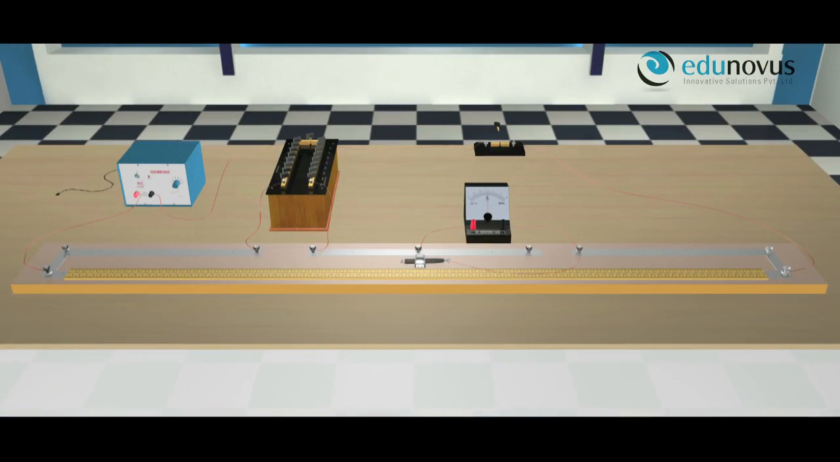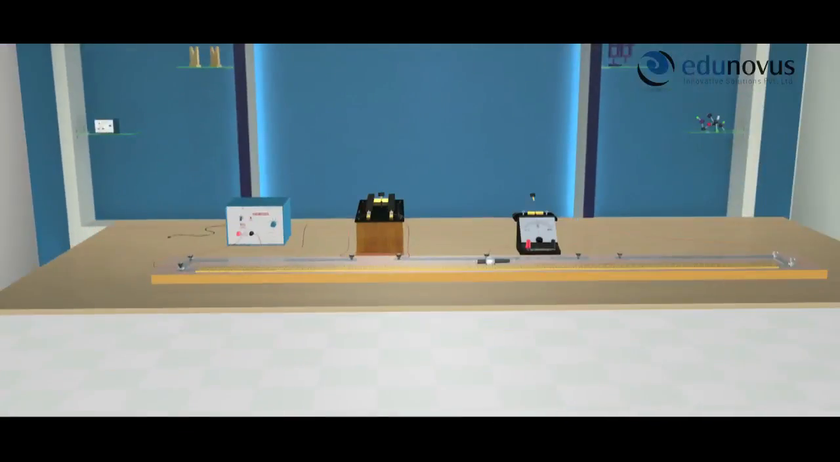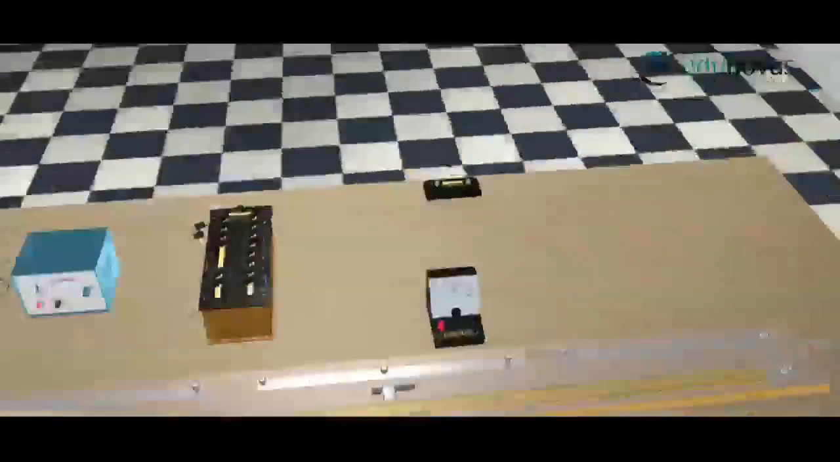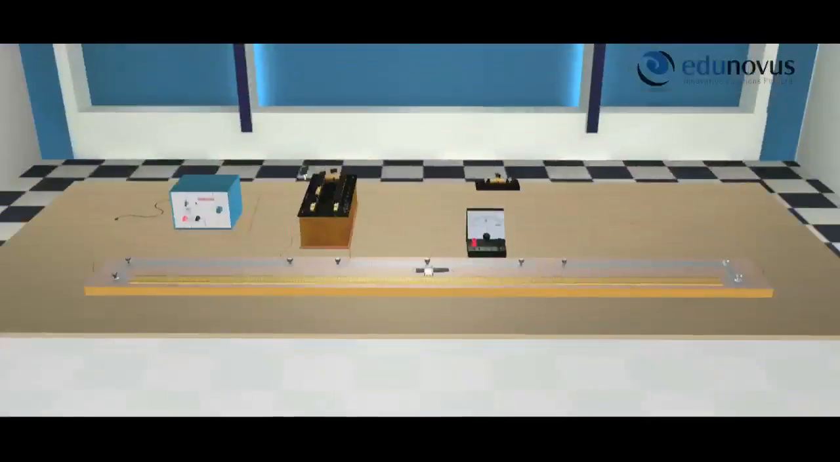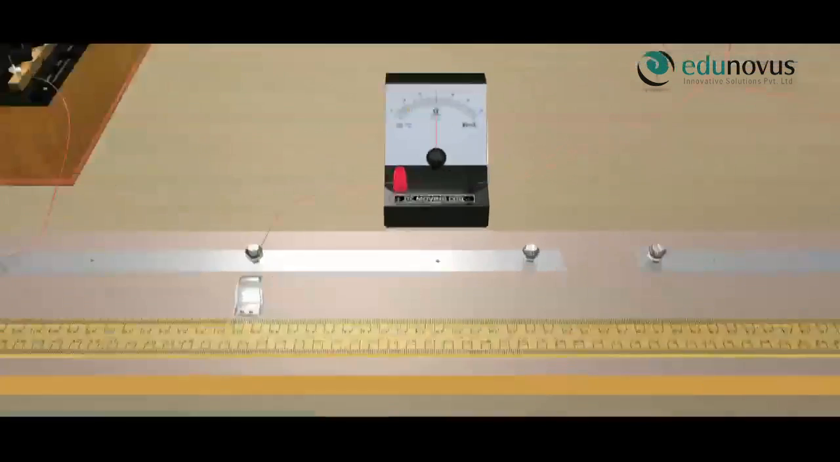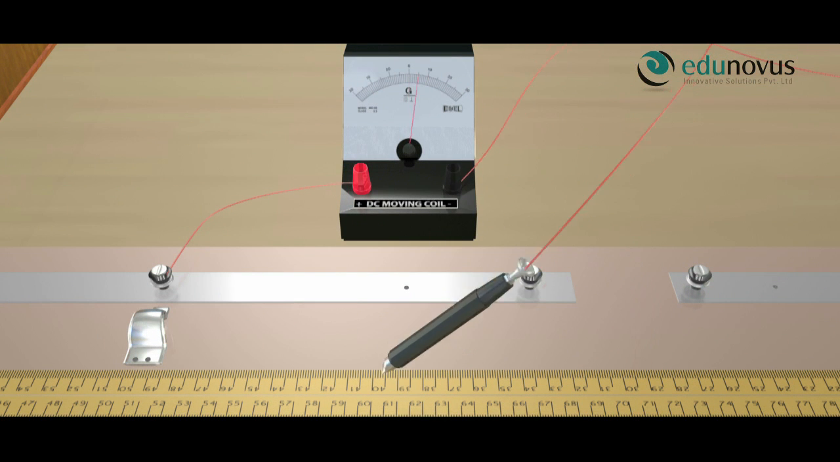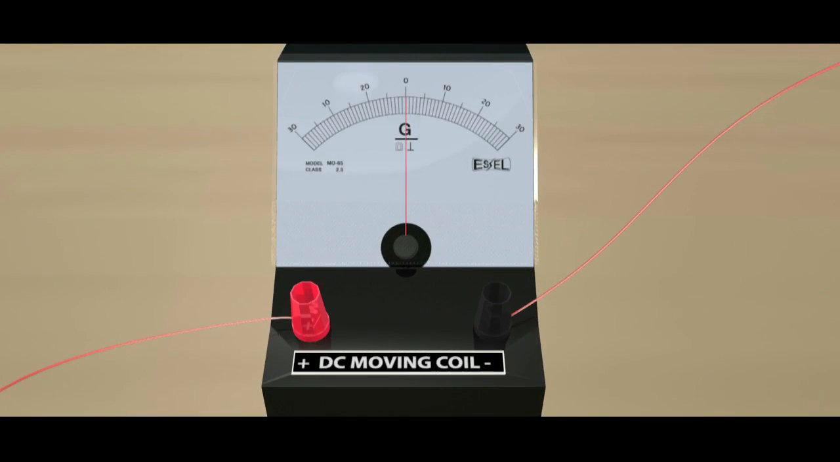This is the fully connected circuit of a meter bridge. For the first observation, turn on the power supply, take out 7 ohms from the resistance box and insert the key. Now, take the jockey and touch the meter bridge wire at different positions till the galvanometer shows 0 deflection. As you can see, the galvanometer shows null deflection.